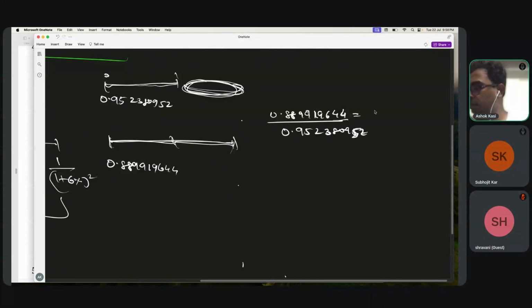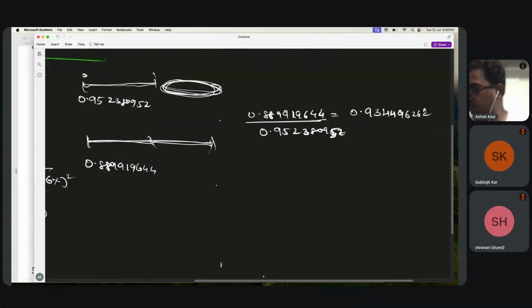It is 0.934496262. Okay. So that means after 1 year, here this will be the price, 0.934496262. And the price here at the end will be 1.